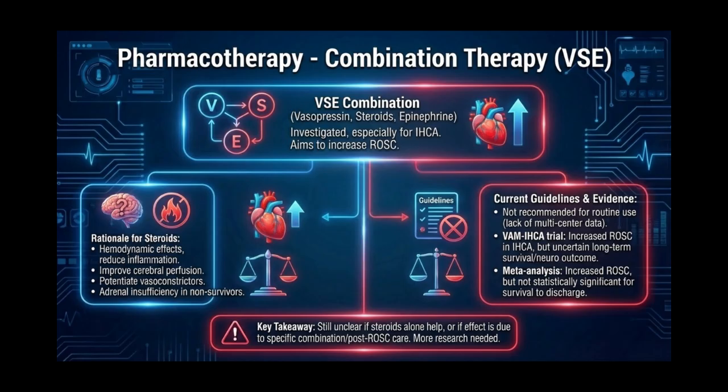A more recent multi-center, randomized, double-blind, placebo-controlled trial, known as the VMIHCA trial, assessed the combination therapy of vasopressin and methylprednisolone against a placebo in cases of in-hospital cardiac arrest. This trial discovered that the combination therapy significantly increased the chances of achieving a return of spontaneous circulation compared to the placebo. However, the study did not provide clear evidence regarding its effects on long-term survival. At the 30 and 90-day marks, there were no observed differences in survival rates or favorable neurological outcomes.